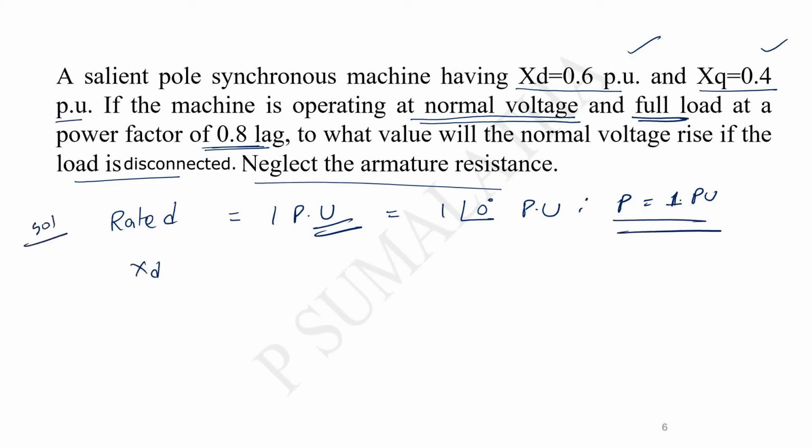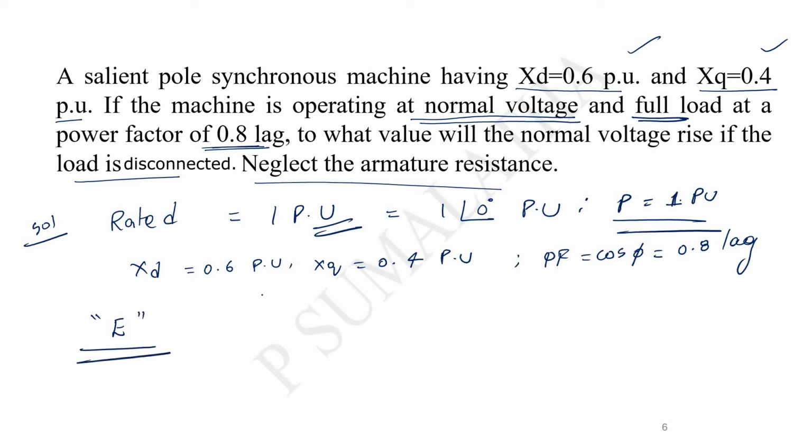Now, the rest of the details are Xd equal to 0.6 per unit and Xq equal to 0.4 per unit, and the power factor we know, that is cos phi equal to 0.8 lag. Now, we need to find out the excitation voltage. Once the load is disconnected, what will be the rise in the voltage? So, to find out the excitation voltage, we should recall what are the formulas available to us.